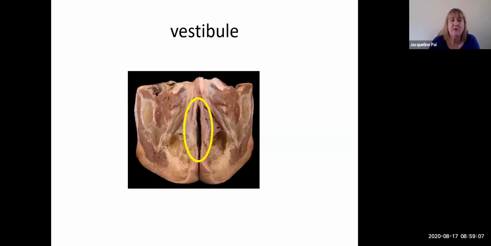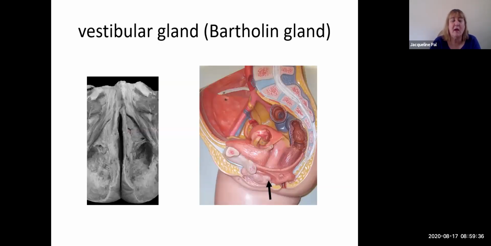Now, if you look from below, the two labia minora basically are usually together, but there is a space between them that's like the entrance to the internal structures. And that area between the two labia is known as the vestibule, which helps explain why this gland that's found in the labia is known as the vestibular gland. It's also known as Bartholin's gland.